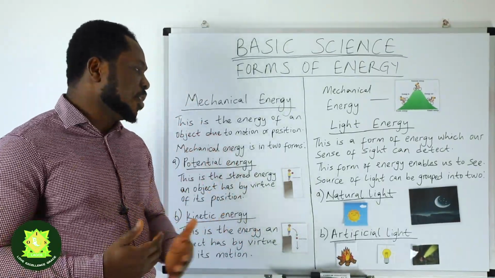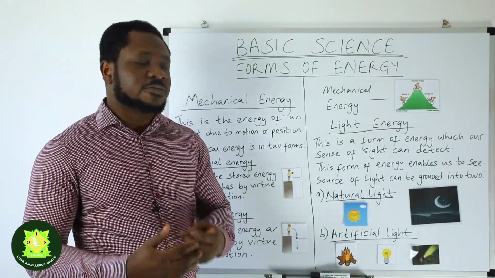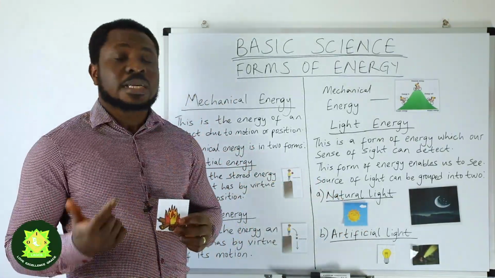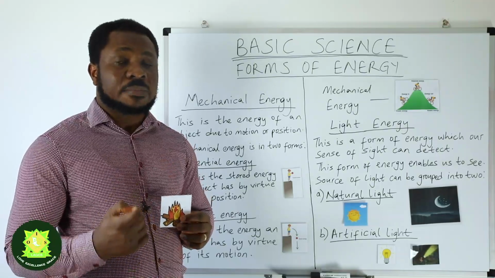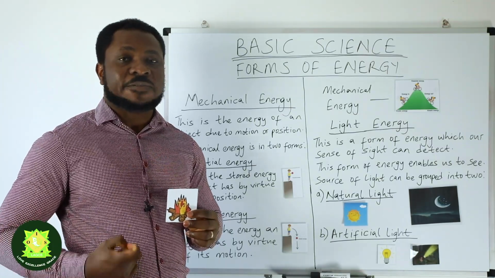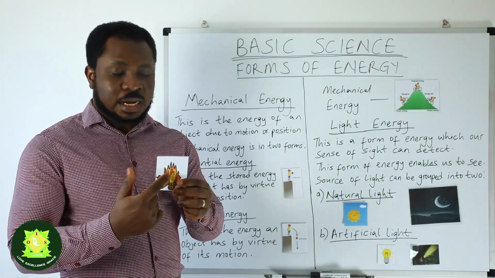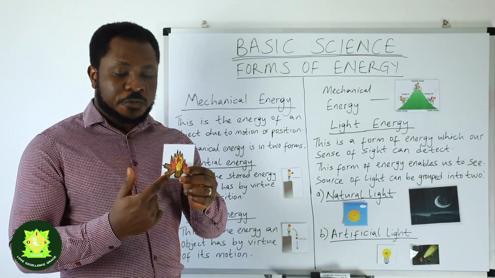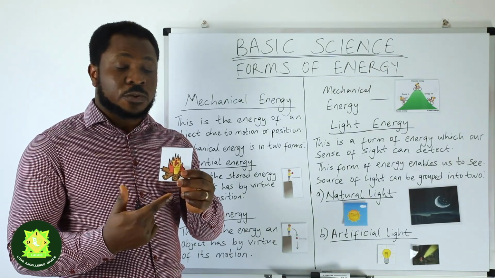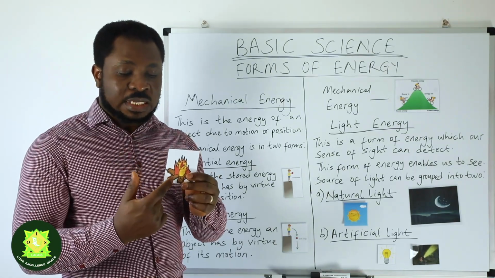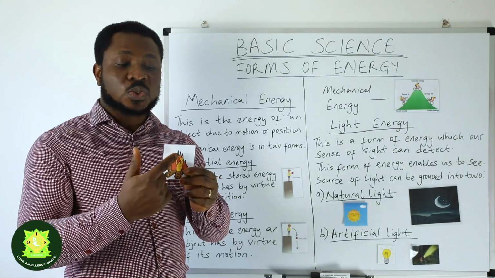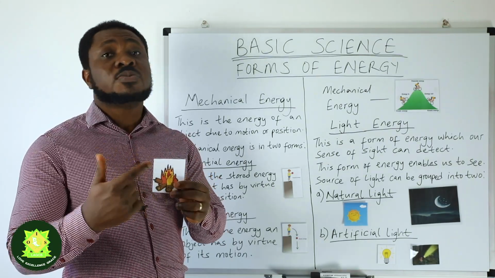Now let us go to artificial source of light. Fire is an artificial source of light. If you looked at the previous video we did on chemical energy, I said chemical energy is the energy in fuel, and we can see that the source of this fire is fuel from burning wood. So the wood here serves as the fuel for the fire. In this case, we can say chemical energy, which is the fuel, is converted to light energy, which is the fire that enables us to see.